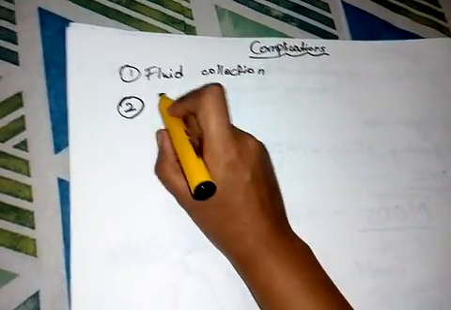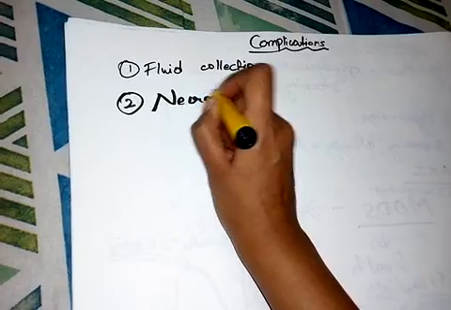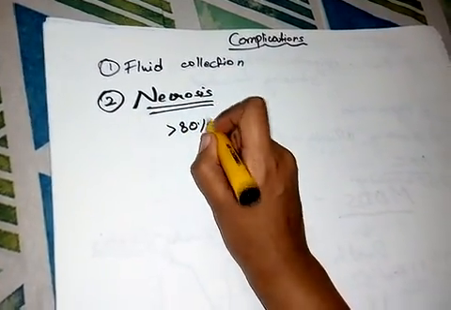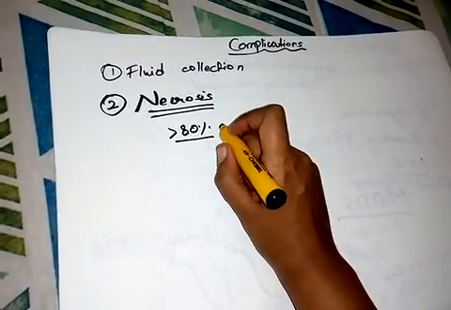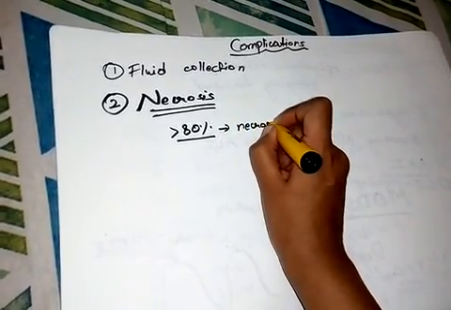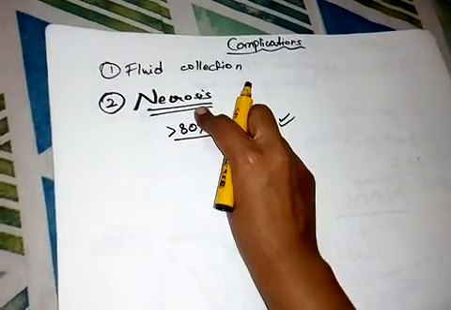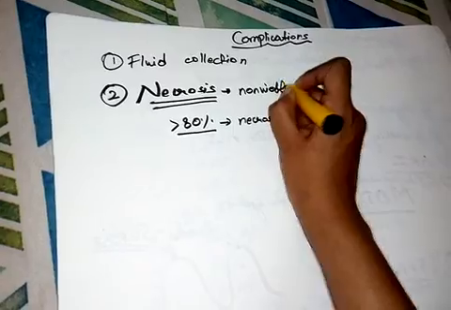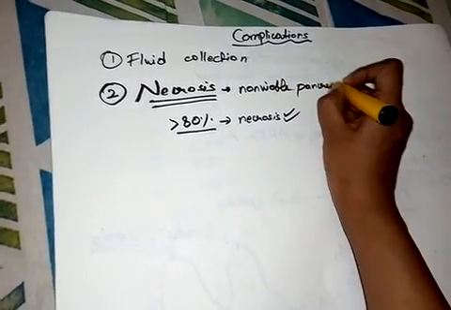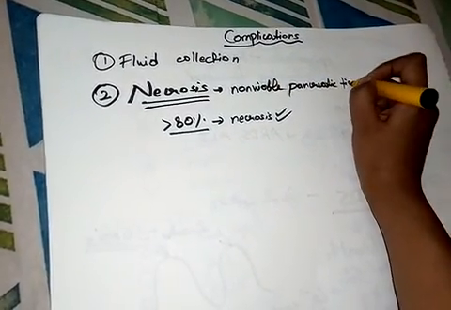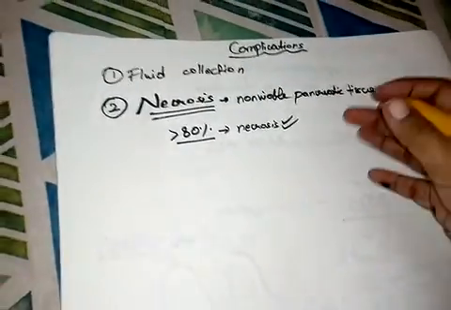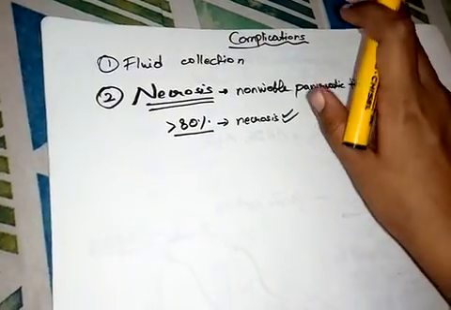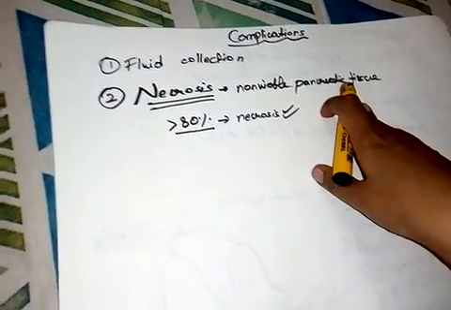Then the most important and most fatal complication is necrosis. More than 80% of the time, if the patient died of pancreatitis, in autopsy we find pancreatic necrosis as the cause. What is pancreatic necrosis? It is the presence of non-viable pancreatic tissue. And as I have discussed already in pathophysiology, due to apoptosis and necrosis, there is presence of non-viable pancreatic tissue, and this is a very fatal thing to happen.